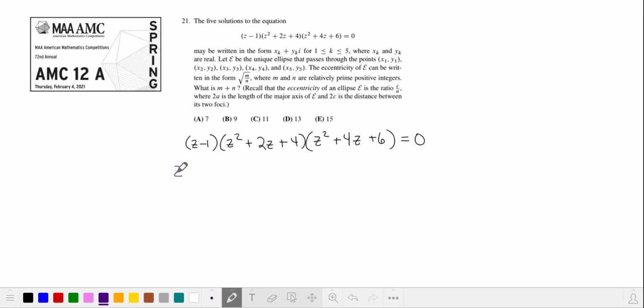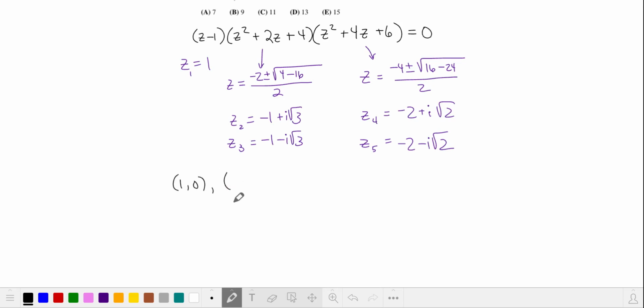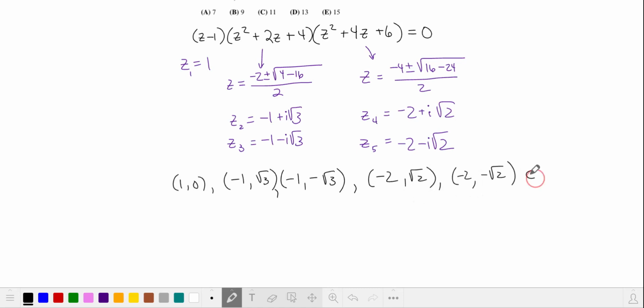Let's find our 5 solutions by using the Pythagorean theorem on these two factors. Let's replace these 5 complex numbers with points that are in the Cartesian plane that are also on the ellipse. So our 5 points are (1, 0), (-1, ±√3), and (-2, √2), and (-2, -√2). All 5 of these points are on our ellipse.